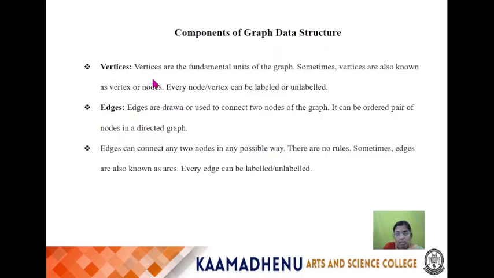So these are the components of graph data structure. First one is vertices. Vertices are the fundamental units of the graph. Sometimes vertices are also known as vertex or nodes. Every node or vertex can be labeled or unlabeled. Second one is edges. Edges are used to connect two nodes of the graph. It can be an ordered pair of nodes in a directed graph. Edges can connect any two nodes in any possible way. There are no rules. Sometimes edges are also known as arcs. Every edge can be labeled or unlabeled.